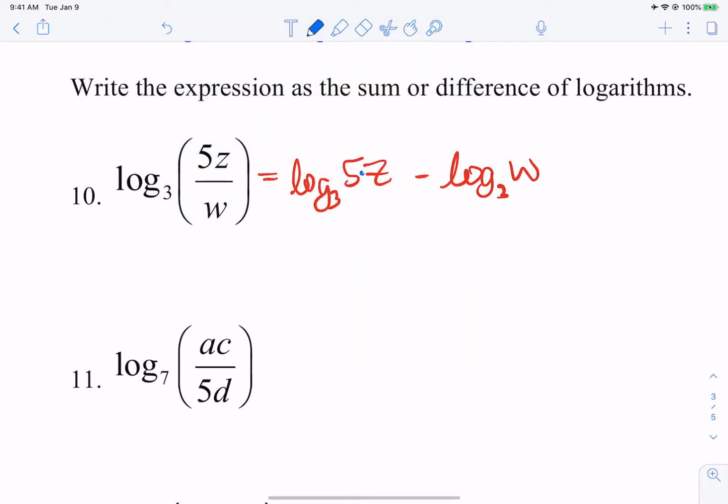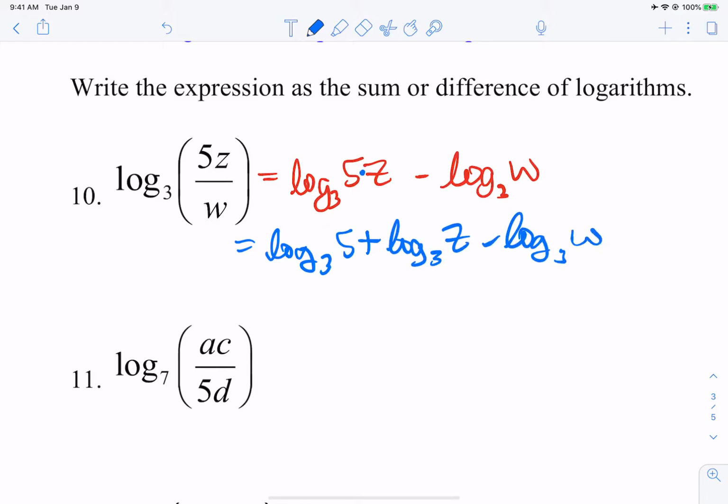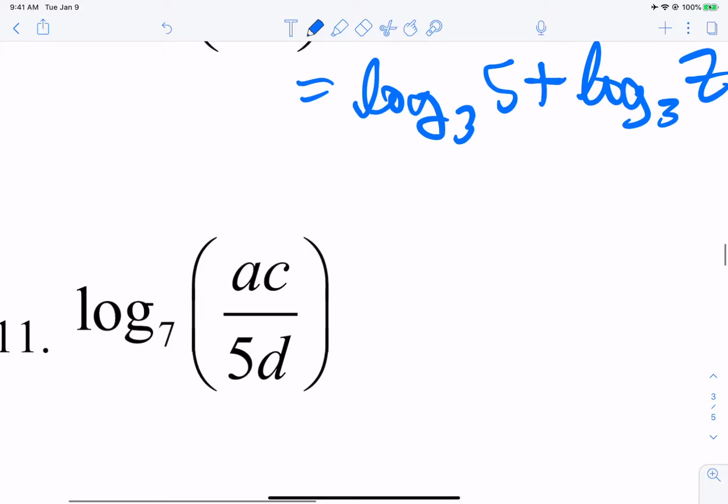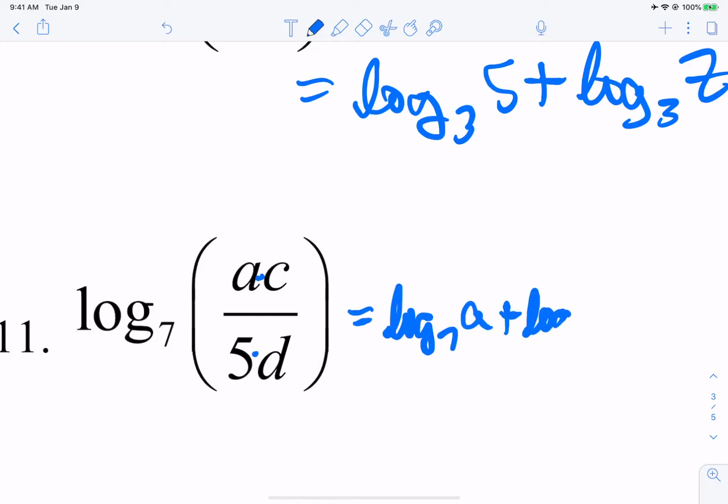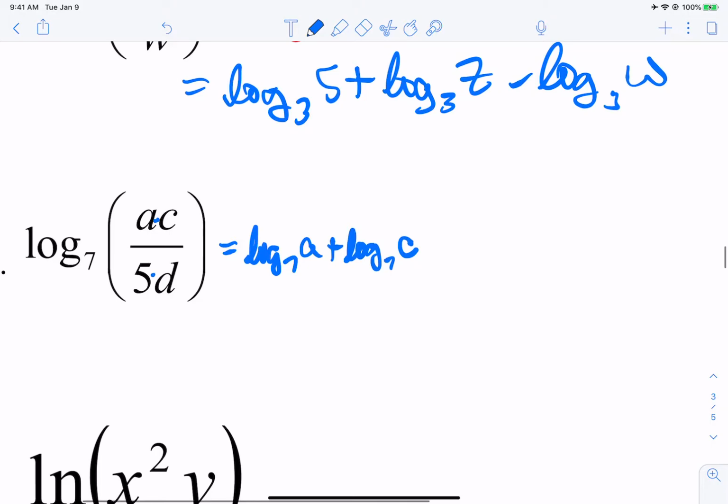This piece still has a multiplication, so we can split it up. So it becomes the log base 3 of 5 plus the log base 3 of z minus the log base 3 of w. Okay. Now you can do a shortcut in a way. All of the factors on top can be added. All of the factors on the bottom can be subtracted. So this could be the log base 7 of A plus the log base 7 of C. See how the top things are added, but you're going to subtract the log base 7 of 5 minus the log base 7 of d.